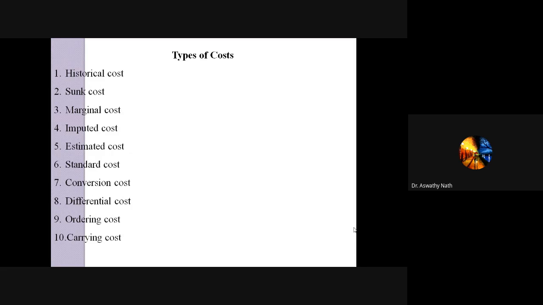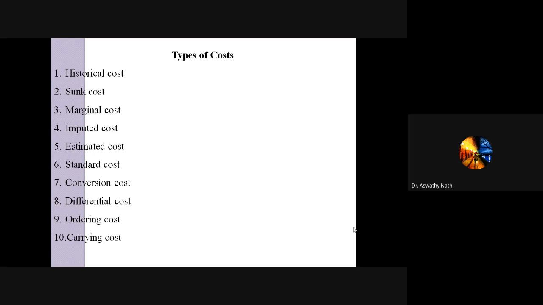And now different types of cost. And this is also important for your objective type questions. So first one is historical cost. Historical cost means that is a past cost, right?